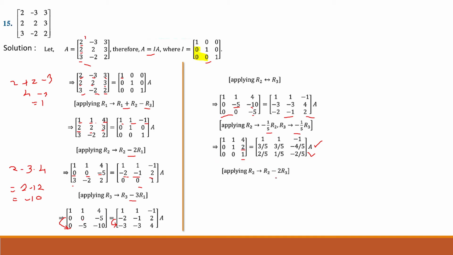So the transformation is simple. In R2 we have to do the transformation which is R2 minus 2R3. This element becomes 0, and we will do the same transformation in this matrix. So R2 becomes minus 1 by 5, 1 by 5 and 0.